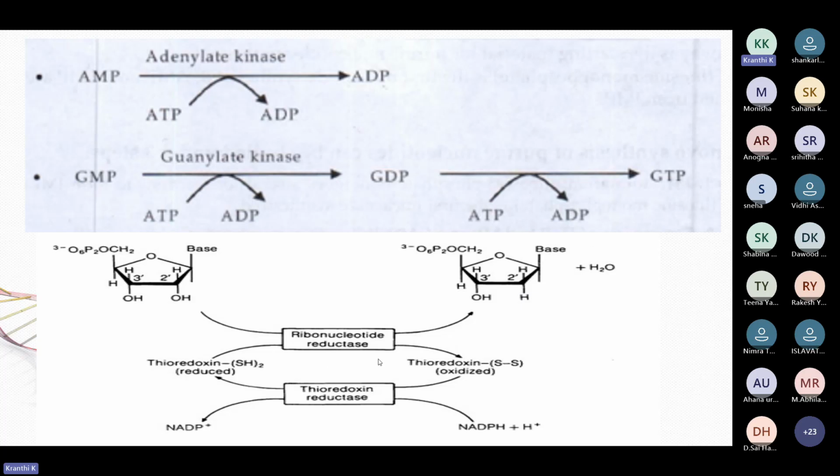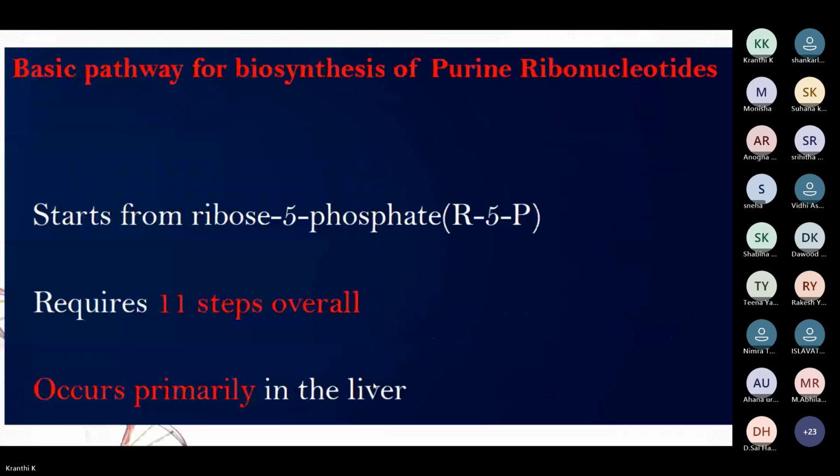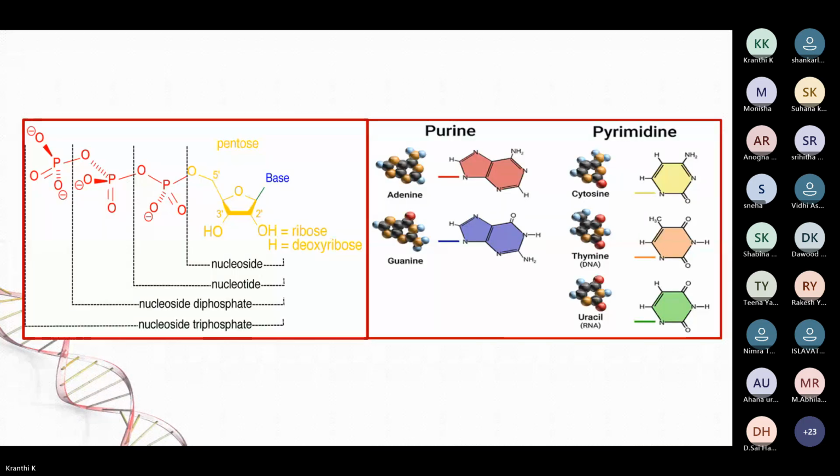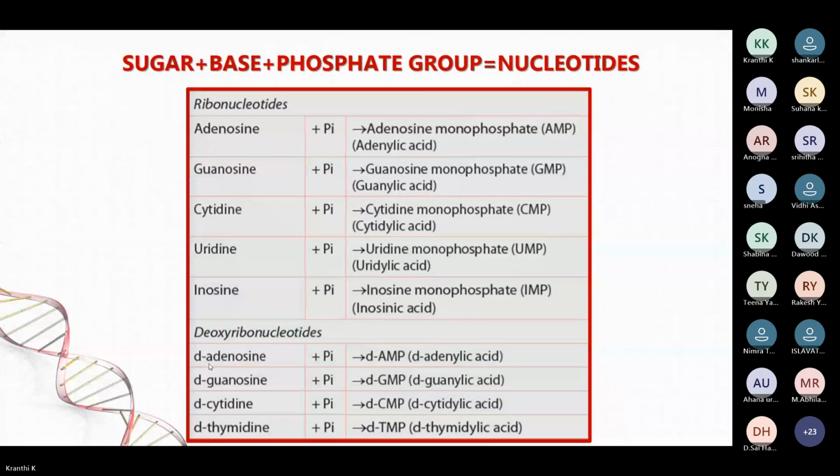What is this deoxyribonucleotide? It's present in the DNA, right? This one. Here AMP is converted to dAMP. How is it converted? Just now I told you, right? Ribonucleotide reductase and thioredoxin reductase.